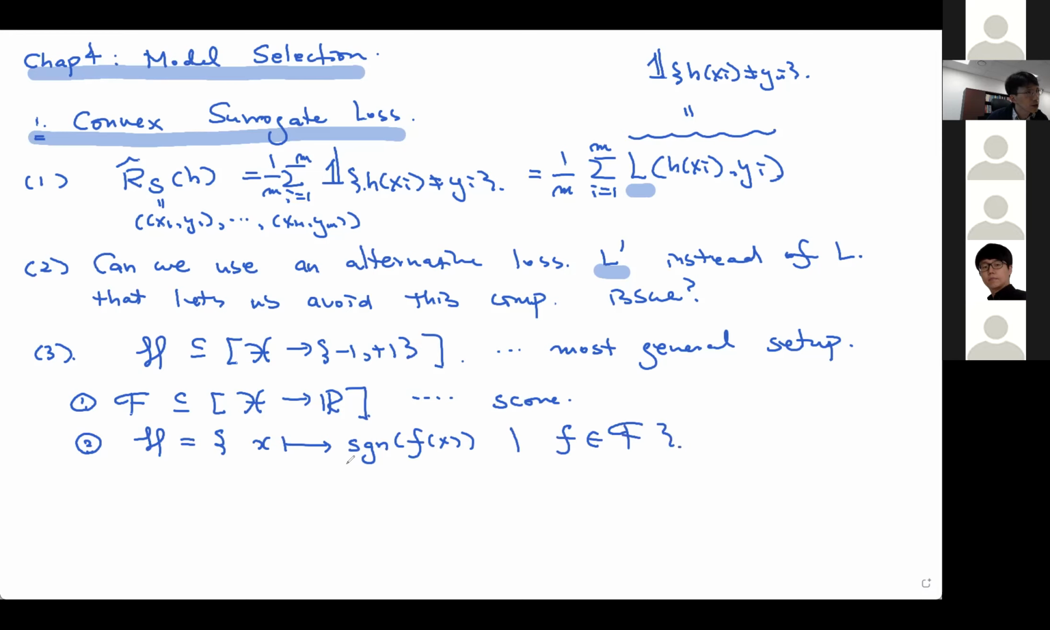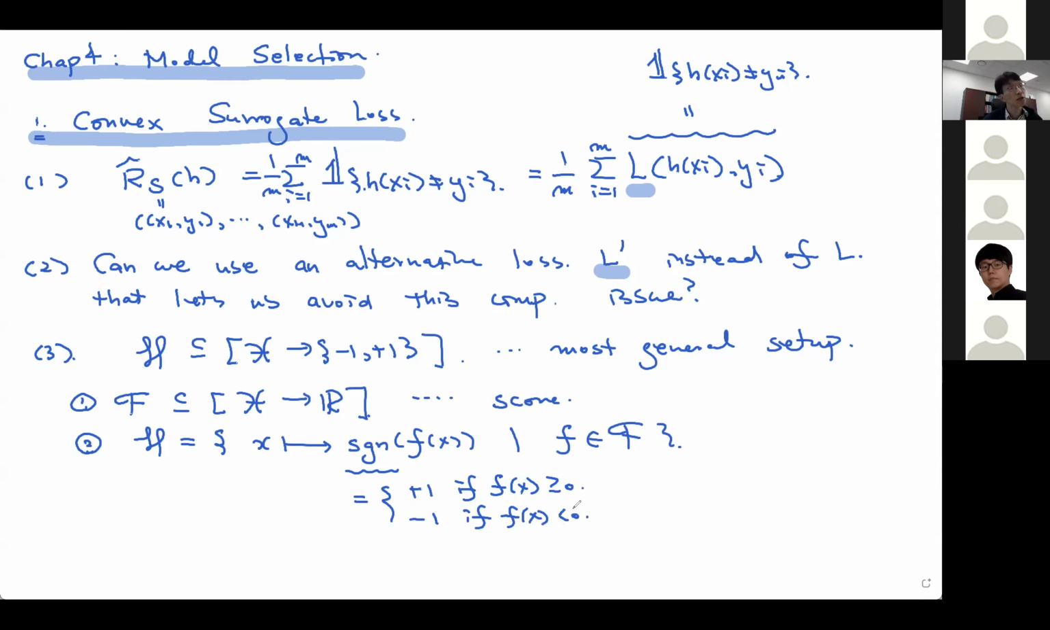What does this sign function really tell us? The sign function maps the input to 1 if it is non-negative, and to -1 if it is negative. So this whole thing is the same as +1 if f of x is greater than or equal to 0, and -1 if f of x is negative.